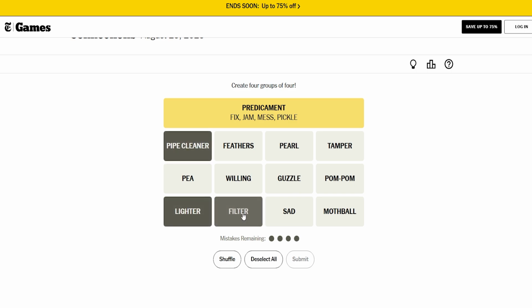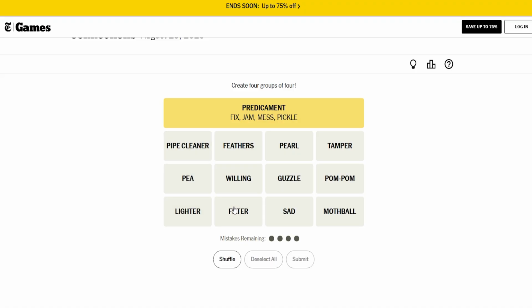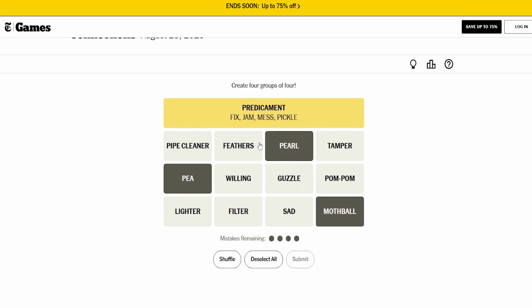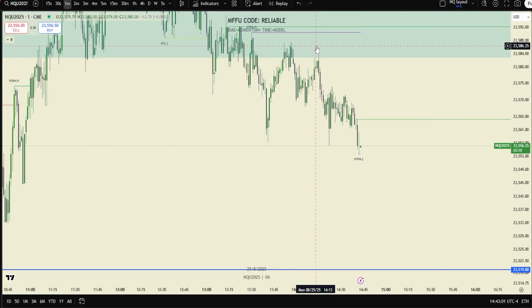Pipe cleaner, lighter, filter. I feel like there's a thing we're trying to make. Pea, a pearl. What's another circle in nature? Maybe mothball would be the last thing. Any more sauce today? Yeah, as long as people ask questions. But if nobody's asking questions, then probably not.